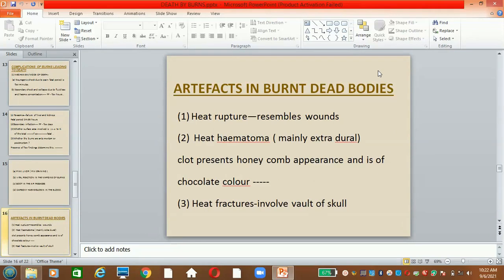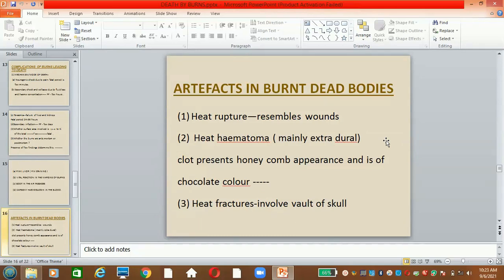Another question can be, what are various artifacts found in burnt dead bodies, in which cause of death is burns? Artifact, in fact, is not a true finding. It is a false finding which an untrained autopsy examiner can take as a true finding. Artifact is a fact which is not a fact, but it is considered as a fact by the untrained examiner.